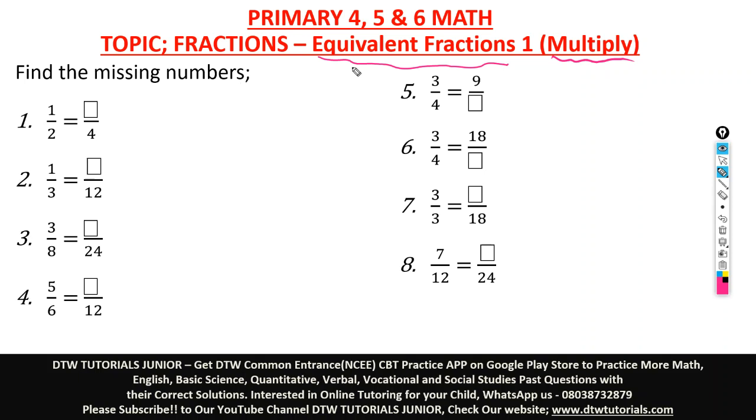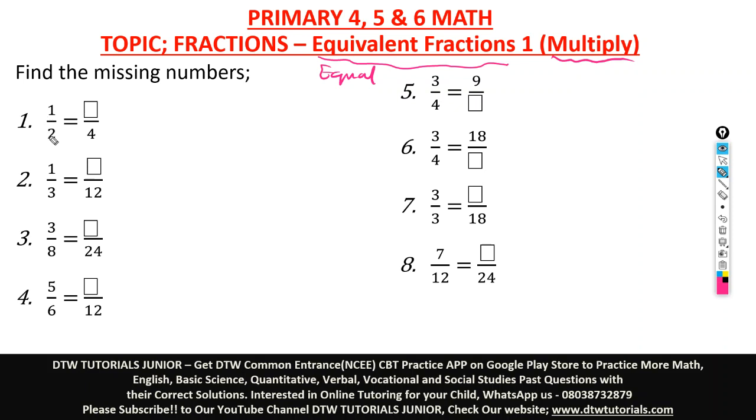And what is the meaning of equivalent first? Equivalent means equal. Equal fractions. So a fraction can be equated to another fraction. That is the meaning of equivalent fraction. So you can get a fraction and you can find its equal. It will be equal to something. And when you reduce one part, it gives you the other. When you increase the other part, it gives you the other.